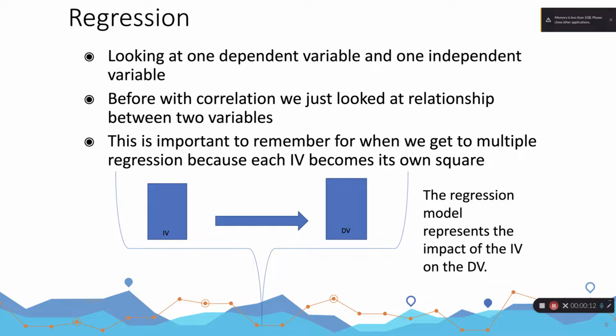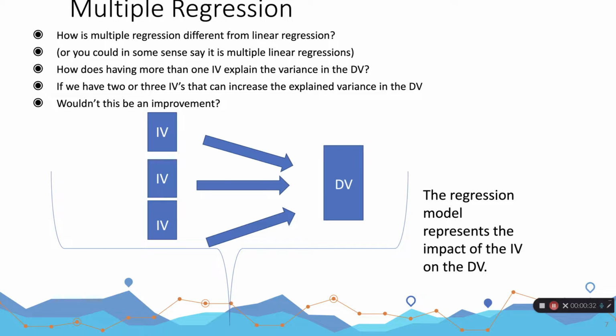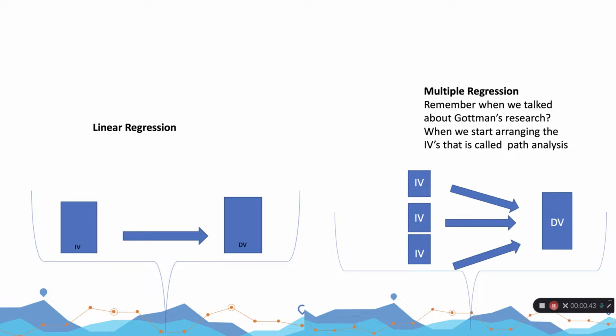So with a regression analysis, if we're conducting a linear regression, it involves looking at one independent variable and one dependent variable. And you can think of it as a straight line, seeing if the independent variable predicts the dependent variable. With a multiple regression, you can see in this image that now we have multiple independent variables predicting one dependent variable. So how is multiple regression different from linear regression?